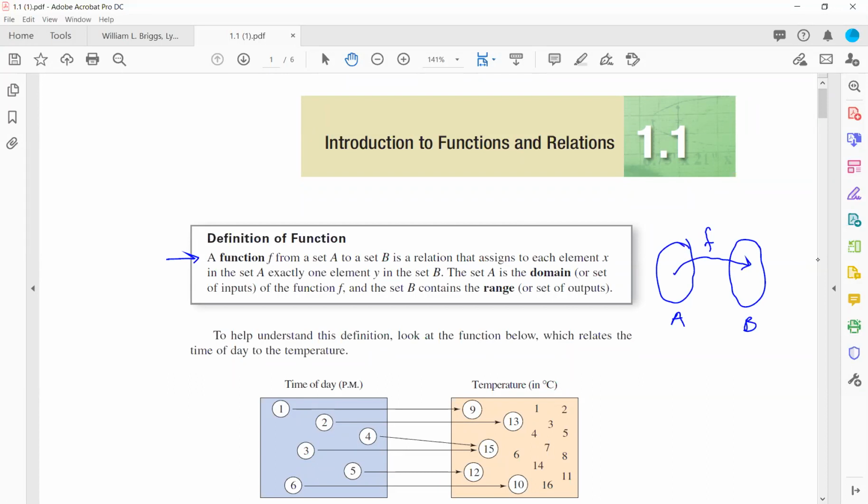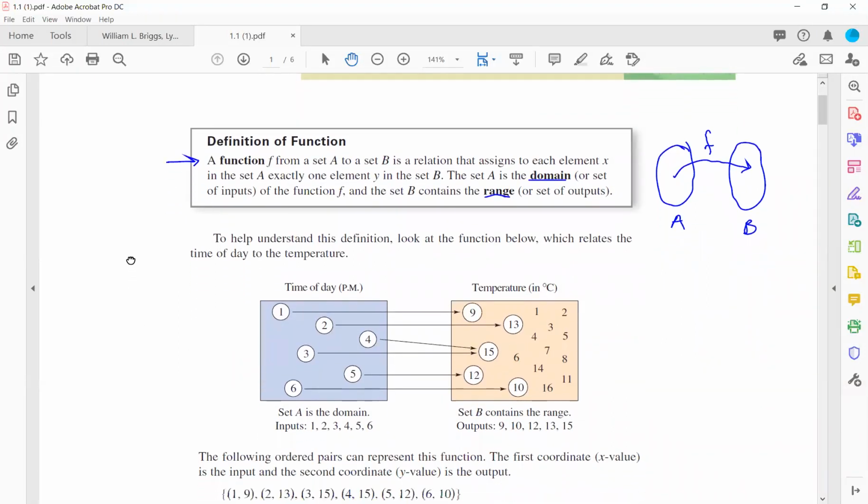It acts like a machine. You plug in some values into function f, it makes some changes and gives you some outputs. The first set, A, is called the domain, or set of inputs, input values. And the second set, B, is called the range of function f. So we have a function, and we have the domain and range of the function.